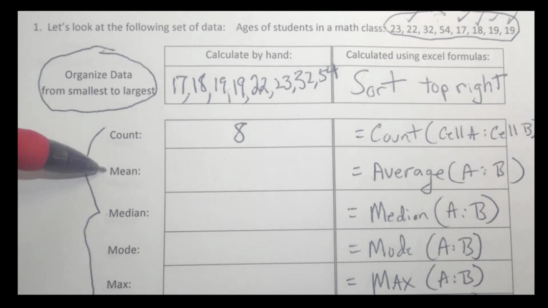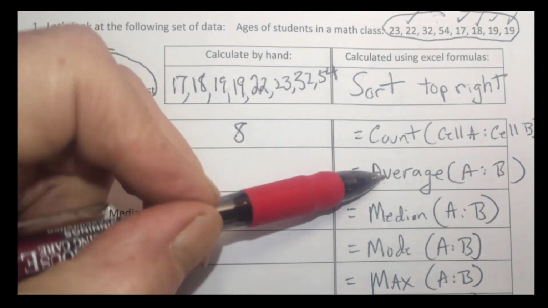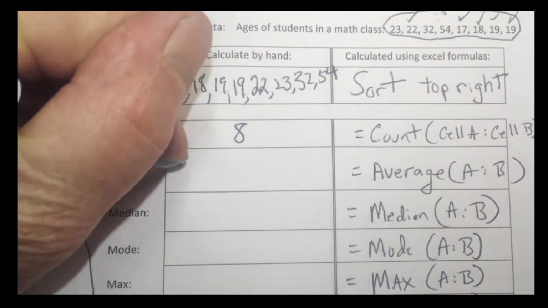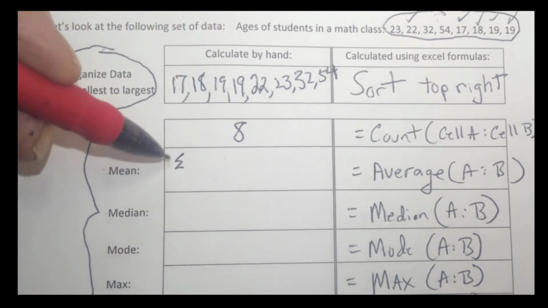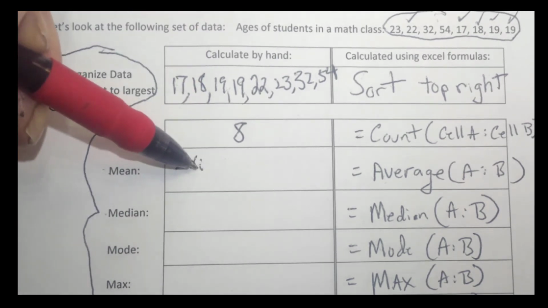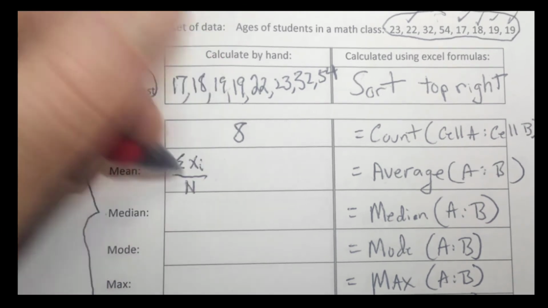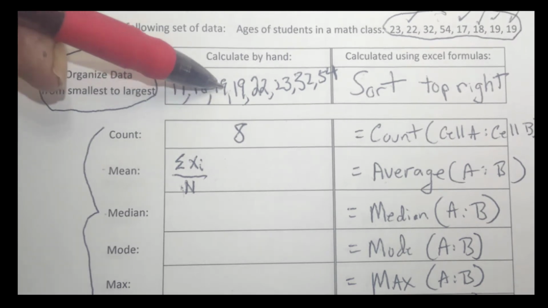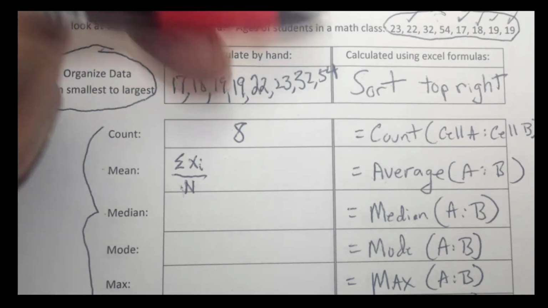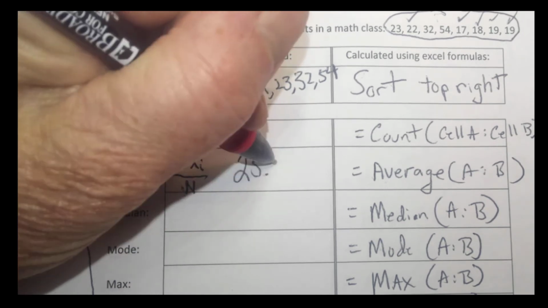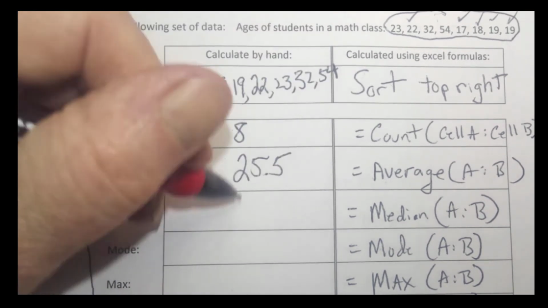The mean you know probably as the average, and in Excel it's actually called the average. But what it is, it's the sum, and this symbol here means sum, the sum of the x sub i, which means the sum of all the data, divided by n, which is often used for the count. So the sum of all data divided by the count, you know this, it's 17 plus 18 plus 19, etc., divided by 8. And you put that on your calculator, and you should get 25.5, I believe.